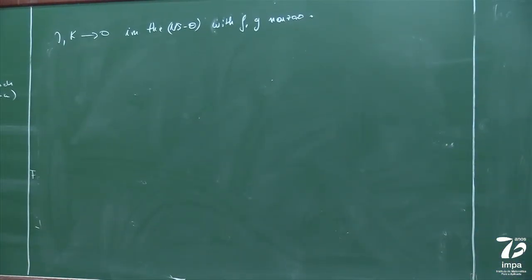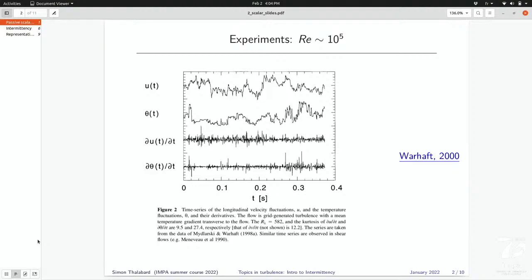This is what we see. This is taken from the review of Varaft. Those are experimental signals. Top is the velocity field taken at one point. Second line is the scalar field, same point, and then the derivative. And clearly, what you see is that those signals look random, the same as for u, as we discussed, but also for theta. The patterns are a bit different depending on whether we are looking at u or the derivative with respect to time.